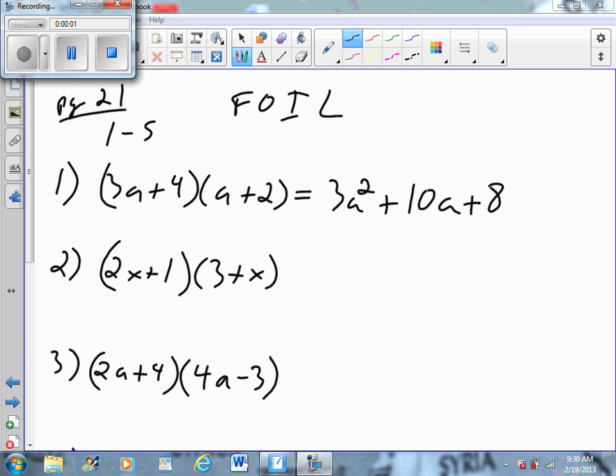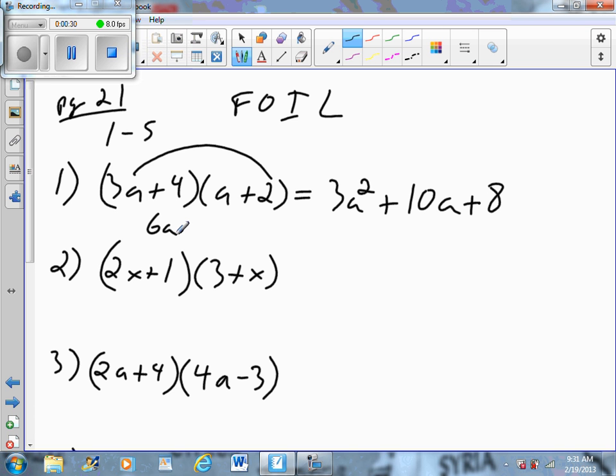Right? 3a times a gives the 3a squared, and then 4 times 2 produces the 8. Now, where did the 10a come from? Well, when I multiply the two outer terms together, 3a times 2 is going to be 6a. Because you're going to say 2 times 3, which is 6, and then just tag the a on next to it. So don't mess with any exponent here.